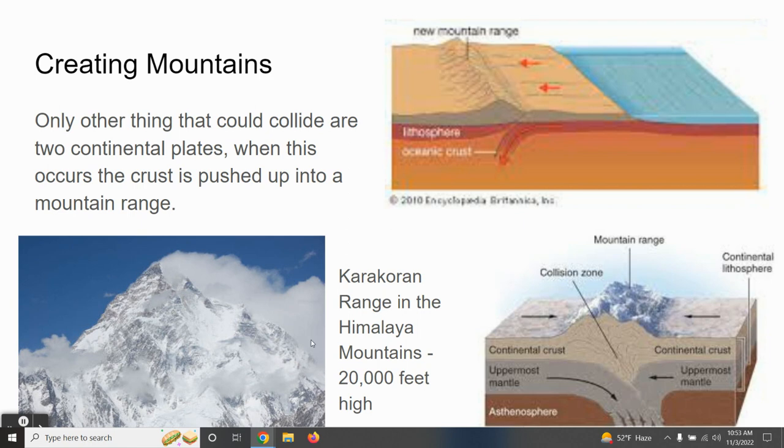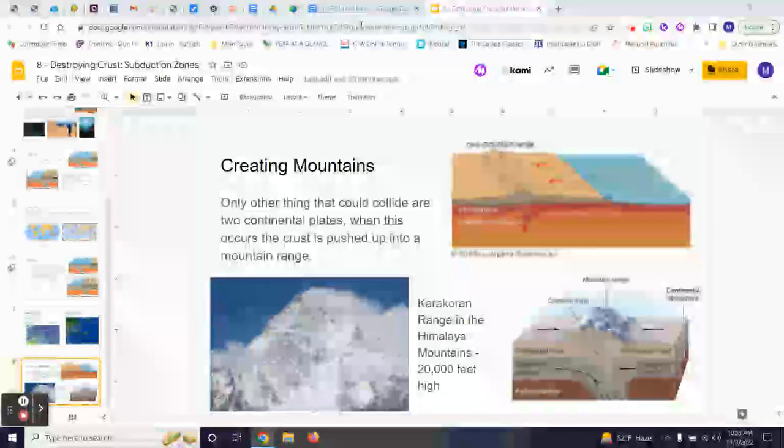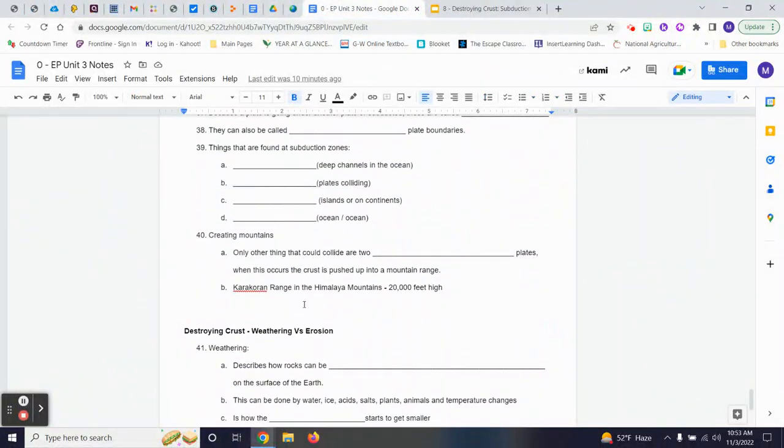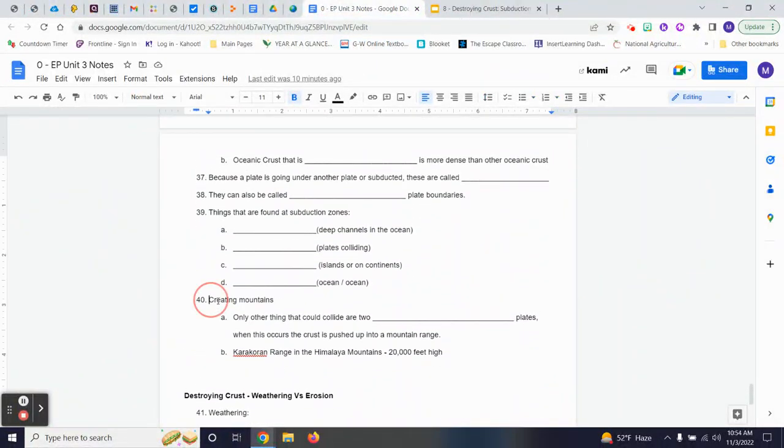So based on this, you should be able to go through and finish all your questions in that note packet. You should be able to get to question 40. If you need to go back and look at something, go back and look, and then there are going to be some questions that pop up in a few minutes.